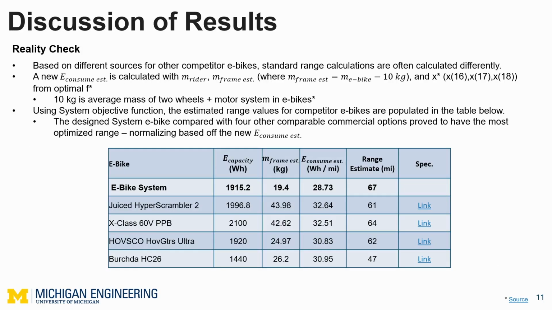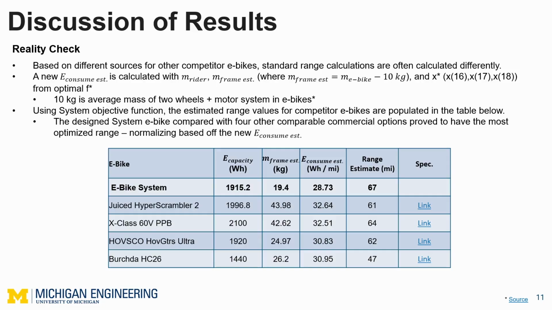To validate our optimized solution, we compared the ranges of other similar competitor e-bike models. Based on different sources for other competitor e-bikes, standard range calculations were often calculated differently. Therefore, a normalized range estimate was derived using the battery capacity of the other e-bikes.